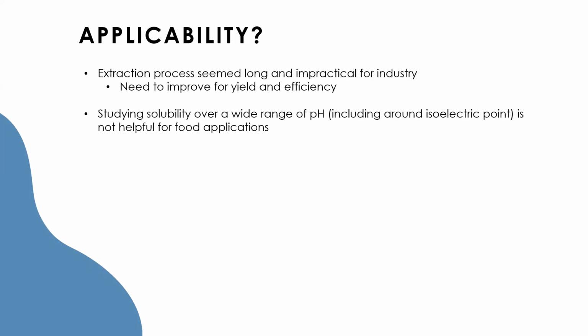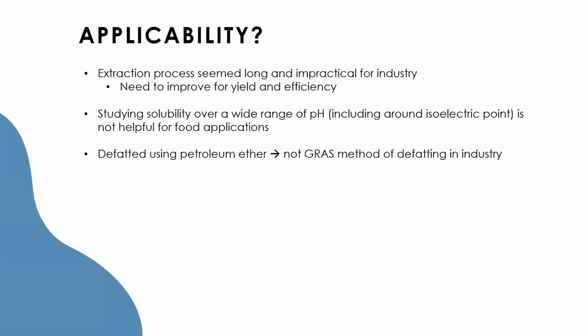Additionally, studying solubility over a wide pH range was kind of unnecessary, as we are all familiar that solubility will decrease around the isoelectric point, and most food applications are at a more neutral or an acidic pH, like a highly acidic beverage. Additionally, they defatted using petroleum ether, which to my knowledge is not a GRAS method of defatting in industry. It would have been a better reflection if they had used hexane, because this could also have an impact on protein denaturation, as defatting can expose hydrophobic regions and impact the structure.